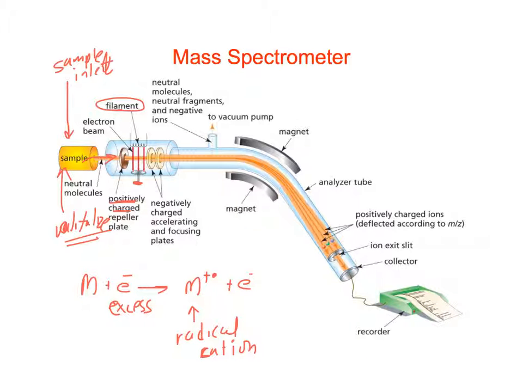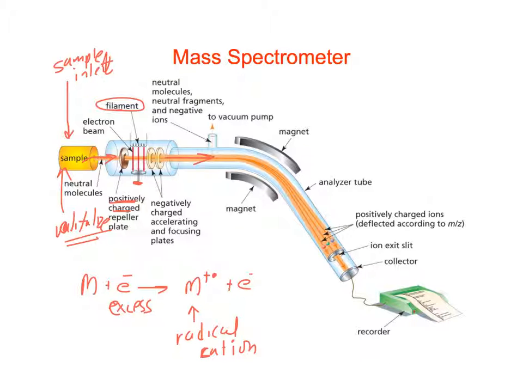On the other side, we have these negatively charged accelerating and focusing plates. And so they have to be able to, I think, go on and off. So they attract the cation and accelerate the cation in this direction, and then I think they have to be turned off and back on so the cations don't just stick to those plates. Okay? So the ions get accelerated down this tube.